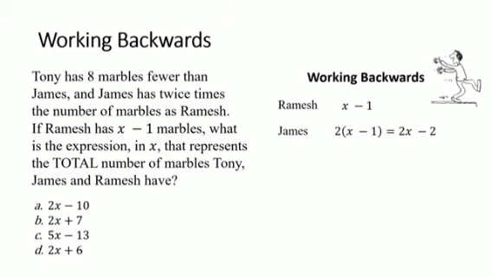James' marbles will be twice Ramesh's marbles. That is to say, 2 multiplied by, open brackets, x minus 1. This gives me 2x minus 2.